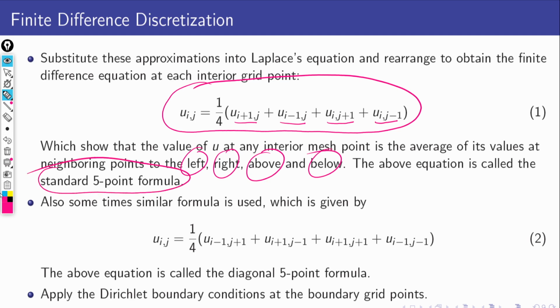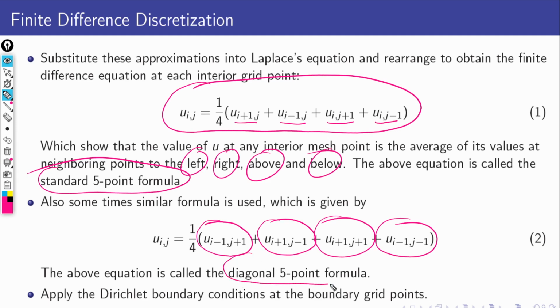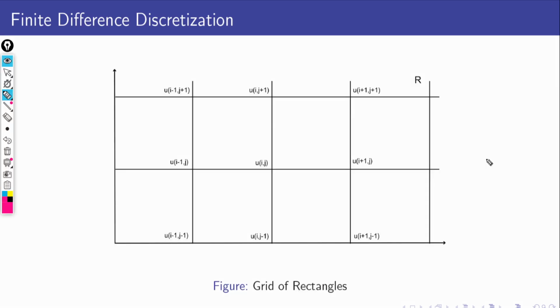Also sometimes a similar formula is used, which is given by uij is equal to 1 by 4 times ui minus 1 j plus 1, ui plus 1 j minus 1, ui plus 1 j plus 1 and ui minus 1 j minus 1. This is called the diagonal 5-point formula, and both of these formulas can be expressed in a rectangle. Now we will discuss both the schemes here: one is the standard 5-point scheme and the other is the diagonal 5-point scheme. Both can be easily expressed by these grid points.